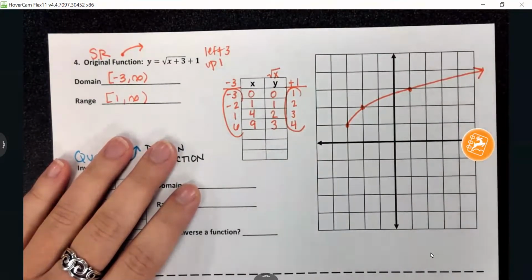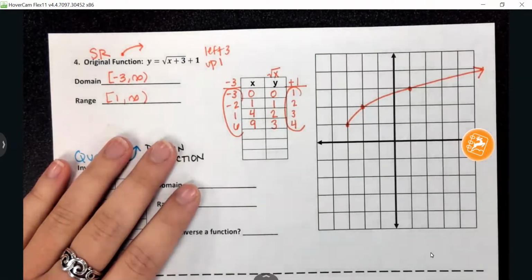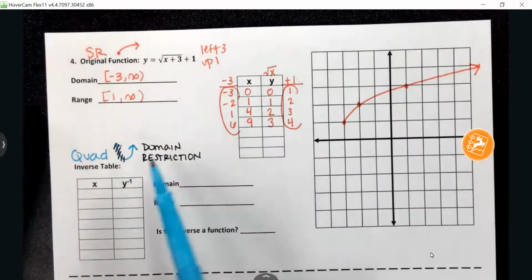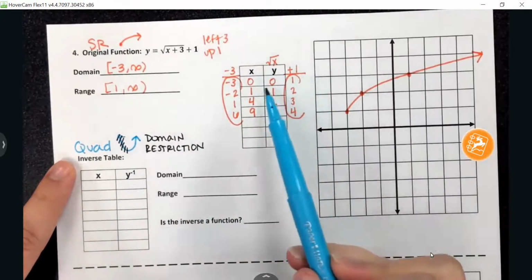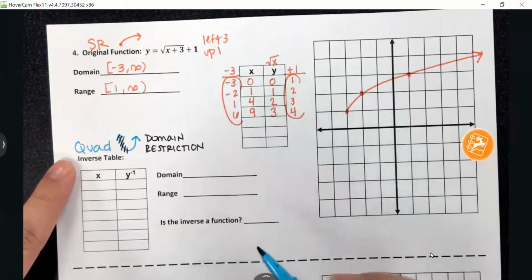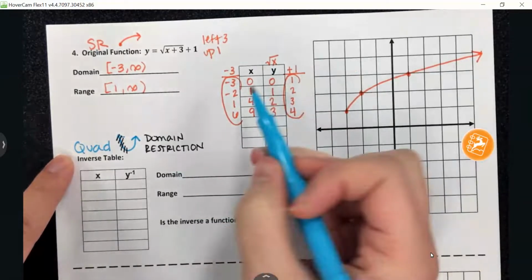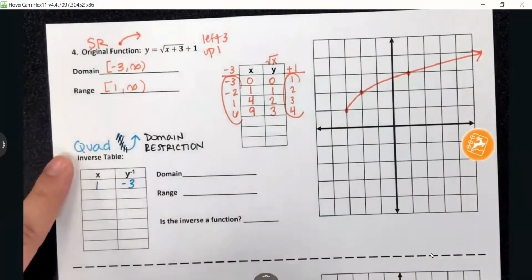Okay. Now I'm going to take my colored pencil. You should have your colored pencil. If you're online, you need to change colors. And now I'm going to graph my inverse. If my original had a point of -3, 1, what is the inverse of that point? 1, -3. So my first point's going to be 1, -3.